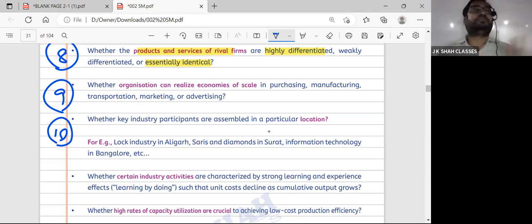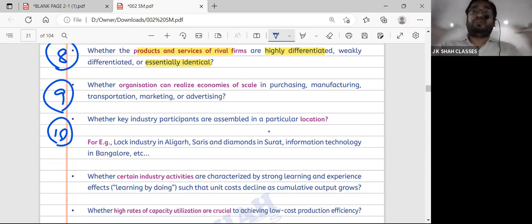Similarly, if you want to set up a business, you need to see cluster, whether industry participants are assembled in a particular location. All IT businesses are located in Bangalore, the IT hub, right? All manufacturing companies located where? Noida. Why? Raw material easily accessible. Well understood? All banks' head offices located where? Mumbai. You understood why? Financial capital. You all understood this? This is the reason why.